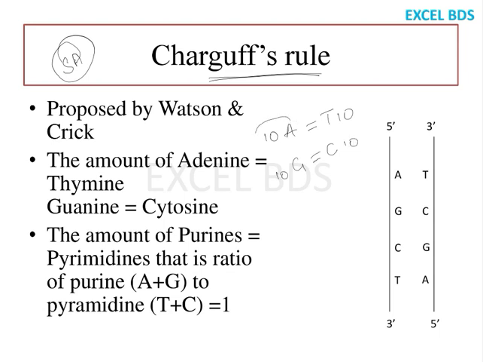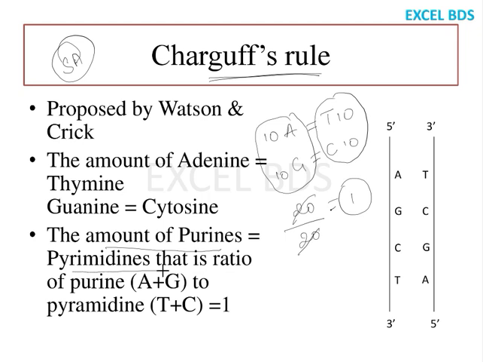If you see, these are purines. So purines divided by pyrimidines is always equal to 1. So what is the second law telling? The amount of purines and the amount of pyrimidines, when you make the ratio, it is always equal to 1. It's always equal to 1.